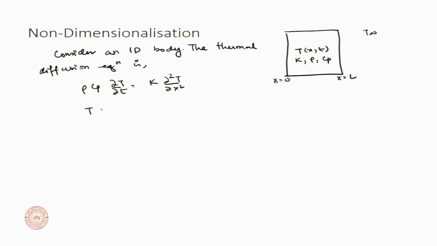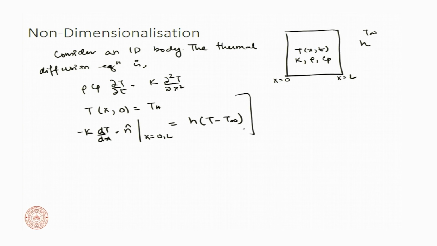We have done non-dimensionalization in lecture 3. Take some variables for x. So, x is between 0 and L, time you can take as t naught. I will give you the boundary conditions and initial condition. So, T at x comma 0 is equal to T hot. We have minus K dT by dx dot with n cap at x equals 0 and L is equal to h (T minus T infinity). So, we have convective loss to the surroundings with h from both sides. Okay. So, these are our initial and boundary conditions.